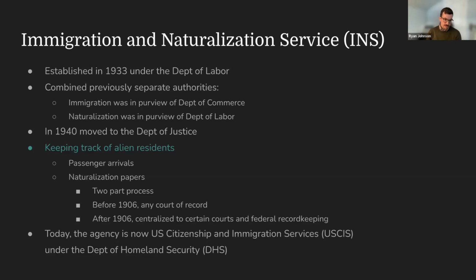citizen. Looking a little further back, before 1906, naturalization was very decentralized. Non-citizens could go to any court of record. After 1906, that began to be a centralized process focused on certain courts, and the federal government was doing record keeping. So it gives us some context to see how alien registration was starting to bring all of these things together in a more centralized way. Today, INS has become U.S. Citizenship and Immigration Services, or USCIS, and that's part of the Department of Homeland Security.